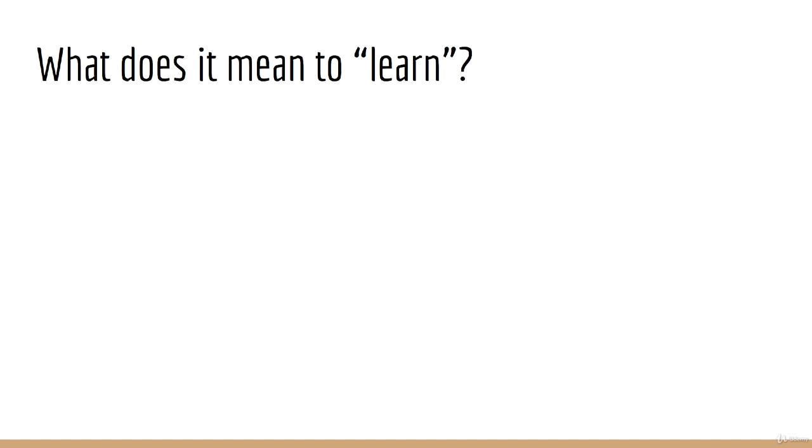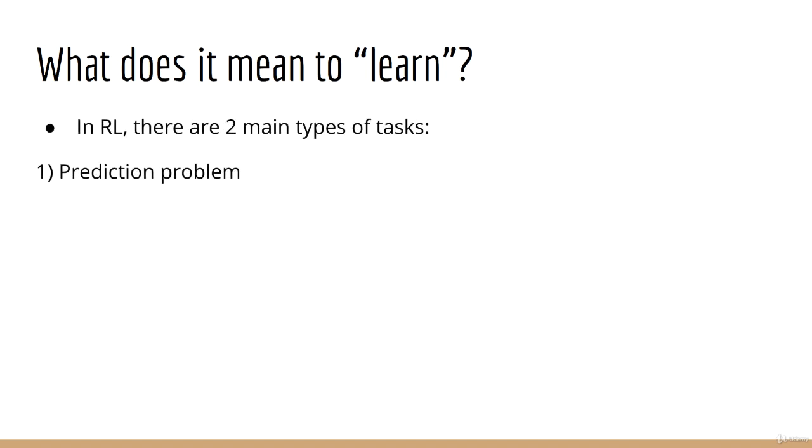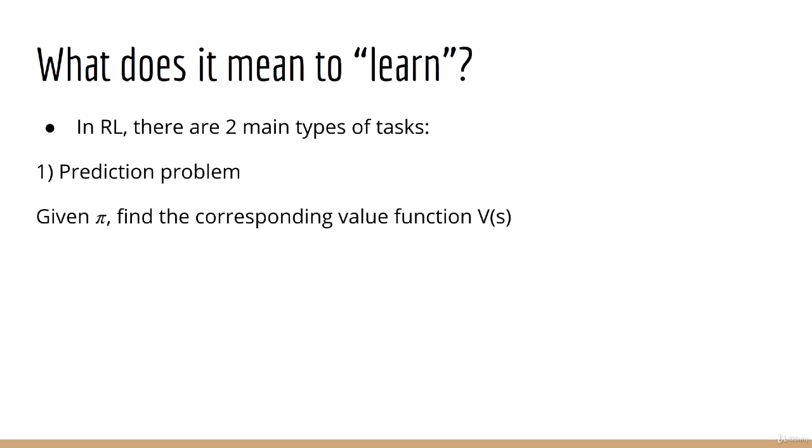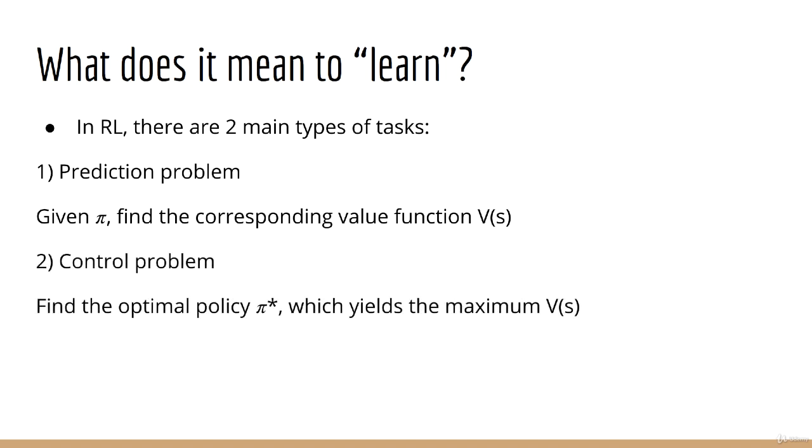In this lecture, I'm going to discuss what it means to learn in a reinforcement learning problem. In reinforcement learning, there are two main types of tasks. Previously, we discussed what I called the prediction problem. That is, given a policy pi, find the associated value function v of s. The second type of task is called the control problem. This means to find the optimal policy pi, which leads to the maximum v of s.